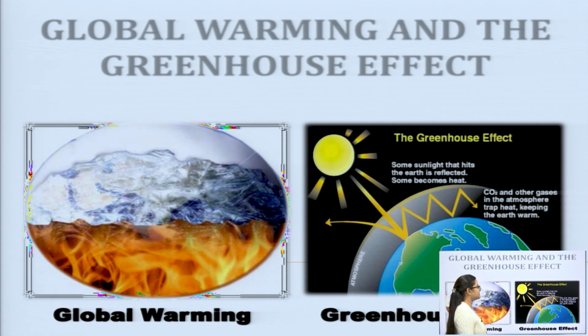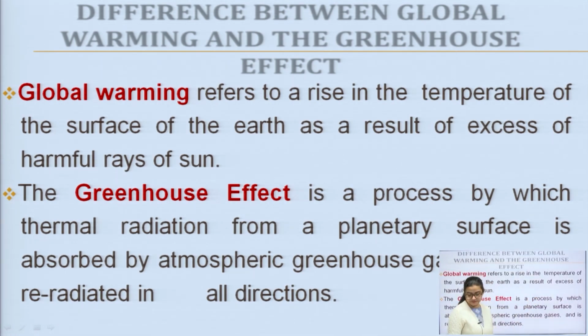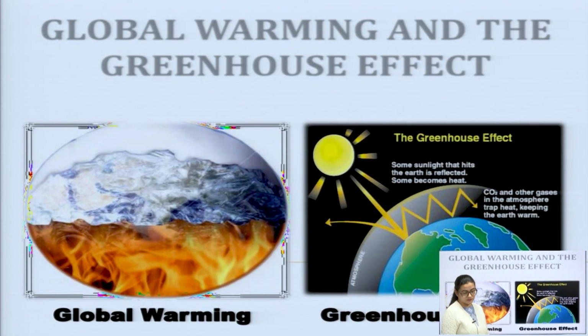The greenhouse effect: some sunlight that hits the earth is reflected and some becomes heated up. The CO2 and other gases in the atmosphere trap the heat and keep the earth warm. Some of the major portion which should be emitted back away does not get back, and it causes a rise in the earth's temperature, earth deterioration as a whole.